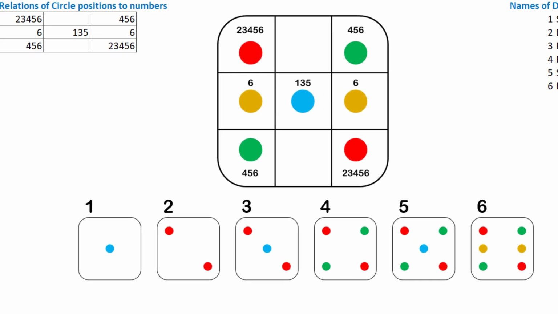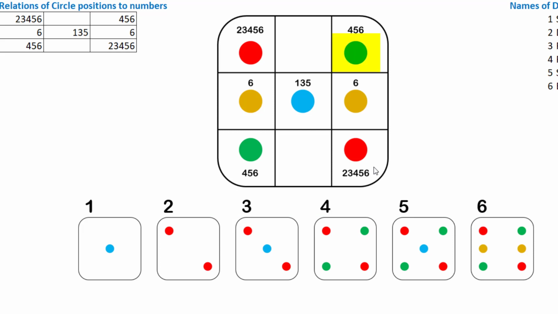I also inserted a bigger picture which shows the possible positions for appearance of a circle on a die based upon the number returned. So let's have a close look. The upper left and the lower right position, the red circle, will appear in case the number is 2 or 3 or 4 or 5 or 6.